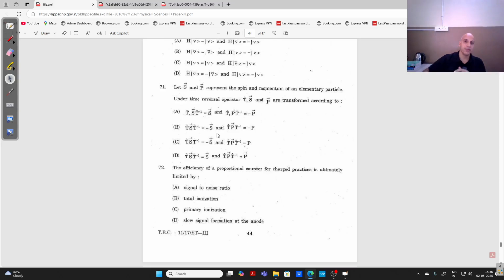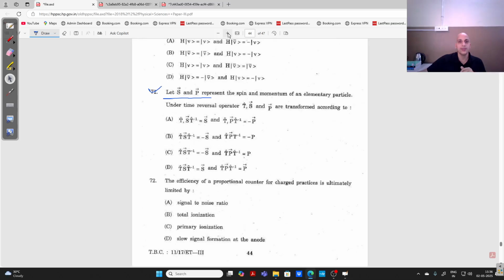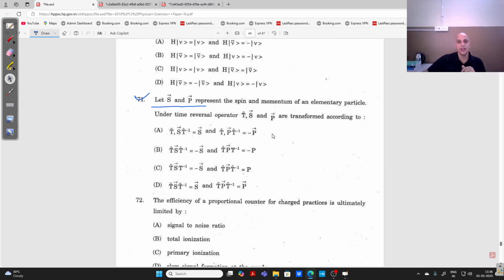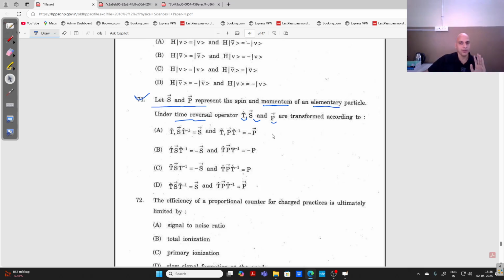You can see here, let S and P represent the spin and the linear momentum of an elementary particle under the time reversal operation T. Spin and linear momentum. We know very well that linear momentum changes under time reversal, right? So obviously these two options are not changing the sign of linear momentum under the time reversal operation, they remain the same. Option dropped, option dropped. It can be this one or this one.